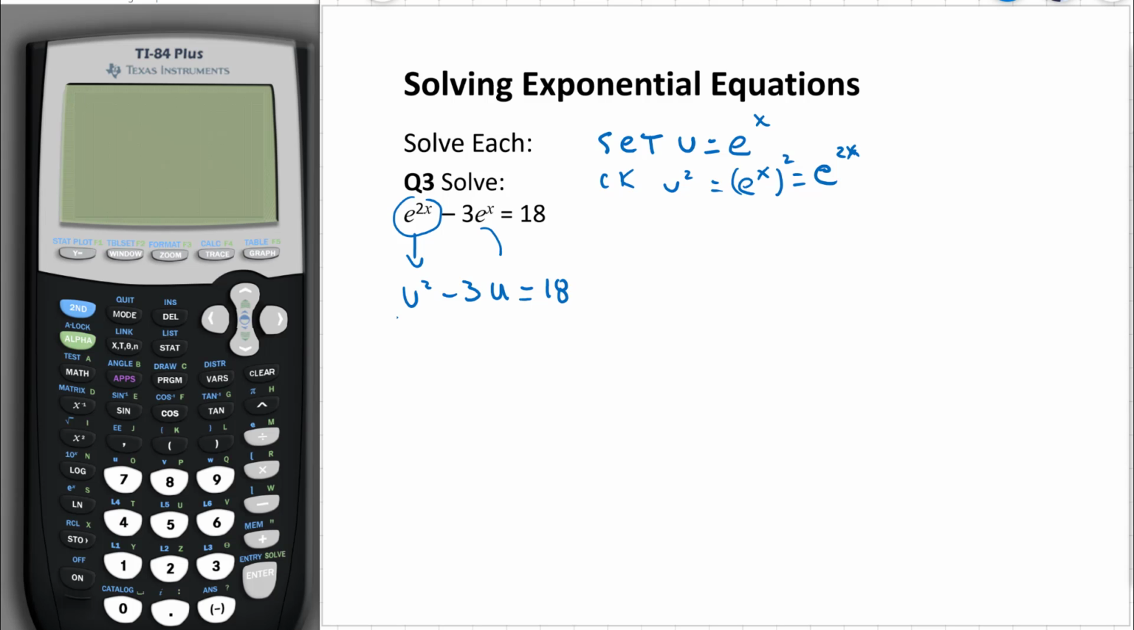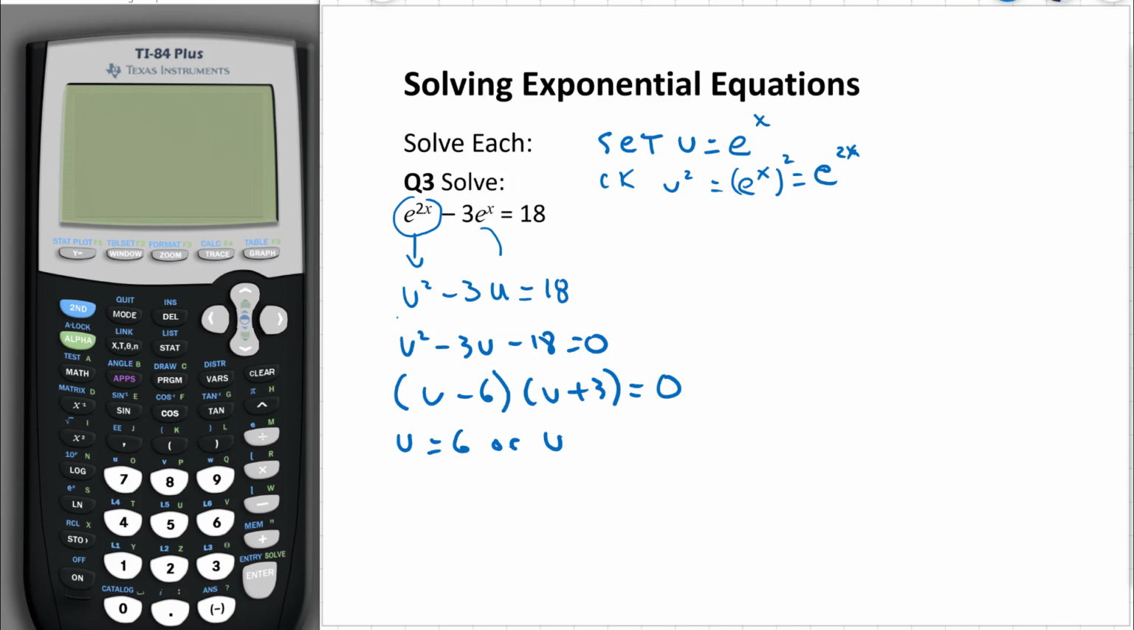Now that we've got this u squared, this is like quadratic equations. And we know we can solve quadratics if we can make them equal to 0. And I'm going to minus the 18. It equals 0. And now I could either factor or use the quadratic formula. And fortunately, this one factors. And I get two solutions, u equals 6 or u equals -3. Now I'd be done if I were solving for u, but I'm not. I'm solving for x, so I have a little bit more work to do.